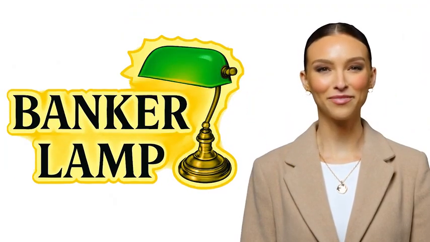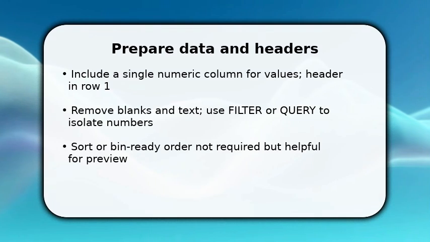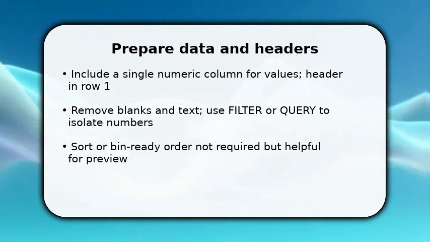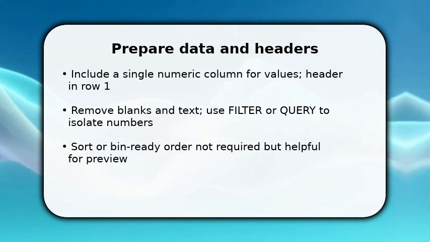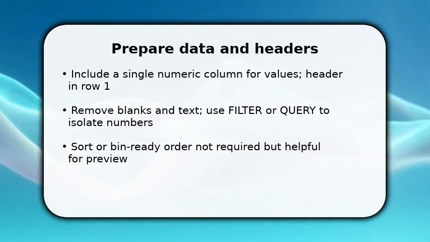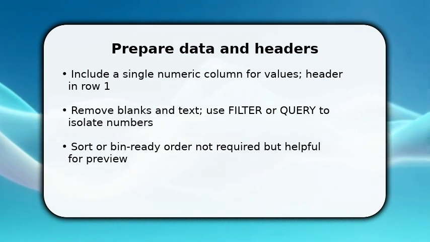You begin by confirming your data is numeric and in one column. This matters because Sheets reads only numbers for histogram bins. Once done, remove blanks and non-numeric cells. The filter or query functions are fast.